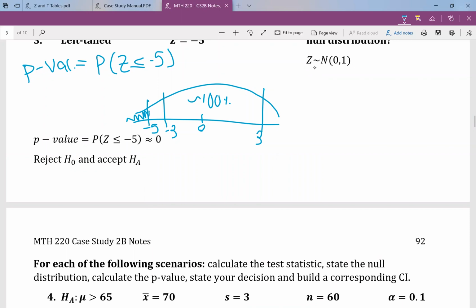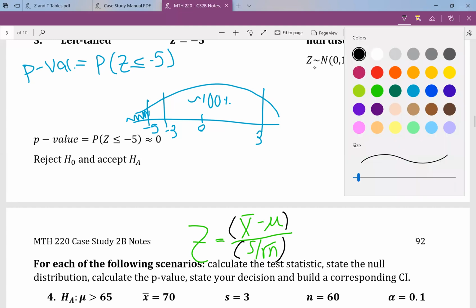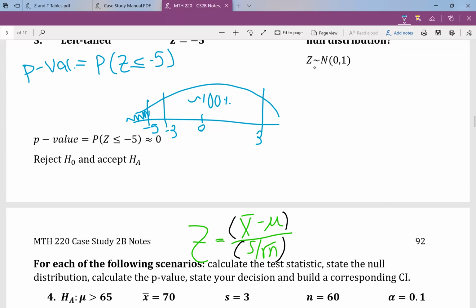I will start with putting our formula here at the top: z equals X bar minus mu divided by s divided by the square root of n. Just like with the t-test statistic, whenever you're typing these into your calculator, be sure to put parentheses around the top and the bottom. Parentheses or brackets, just be consistent with whichever one you use.